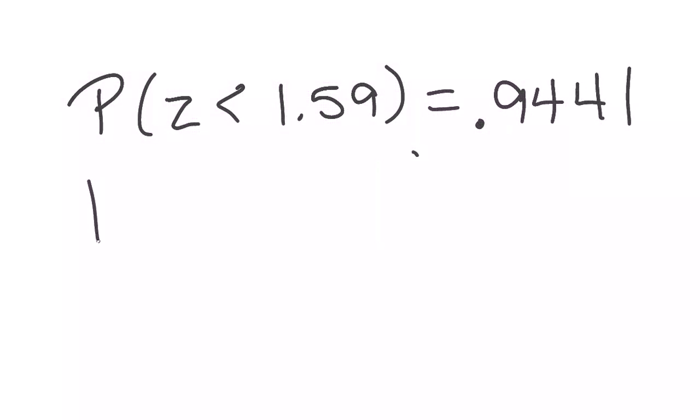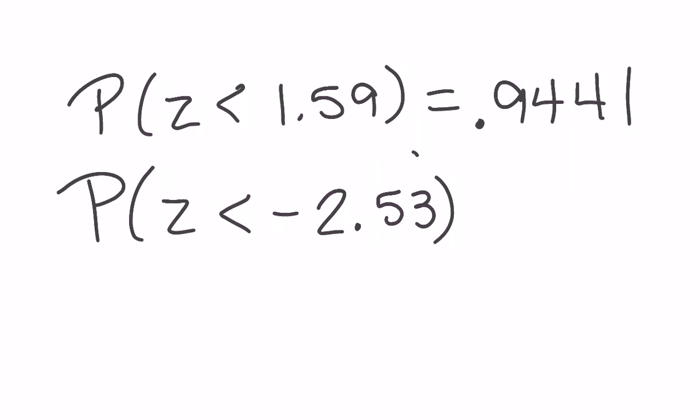Try the next one by yourself. The probability that Z is less than negative 2.53. You should get 0.0057.